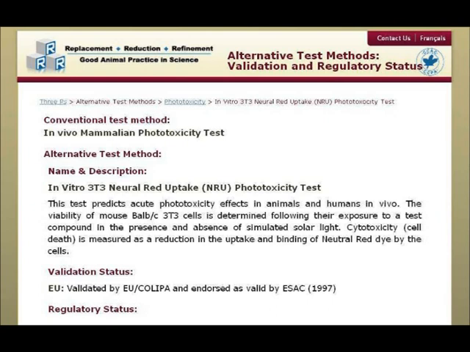It reads, this test predicts acute phototoxicity effects in animals and humans in vivo. The viability of mouse 3T3 cells is determined following their exposure to a test compound in the presence and absence of simulated solar light. So they're not actually putting it in front of the sun on a windowsill, they're using lights in the laboratory. Cytotoxicity is measured as a reduction in the uptake and binding of neutral red dye of the cells.